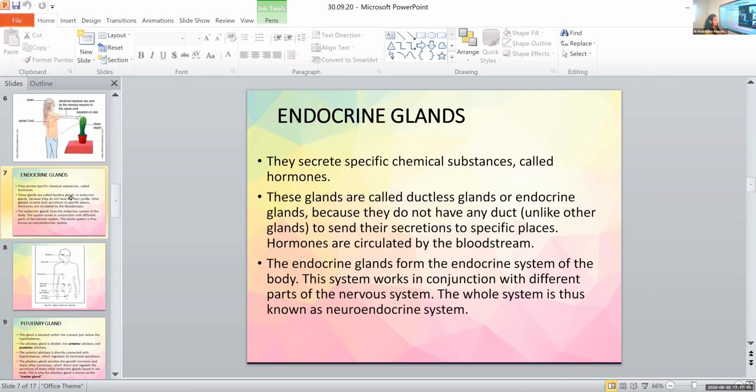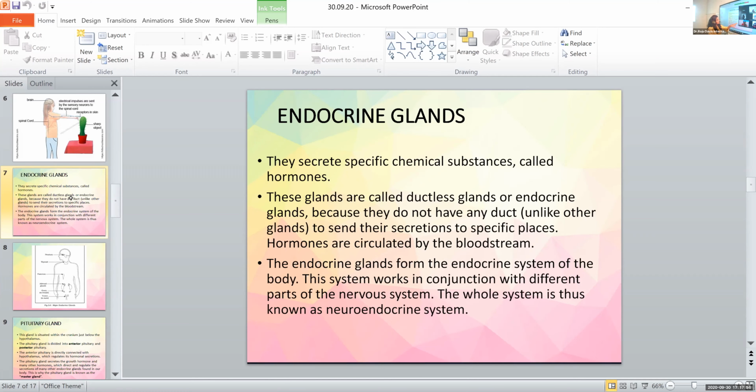Gland means any organ that gives its secretions. It produces some chemical substances or any other substances in our body. For example, which gland produces the saliva? Do you know? Salivary glands. And which gland produces the tears? Tear glands. Okay, which gland produces the sweat? Sweat glands. Yes, of course.